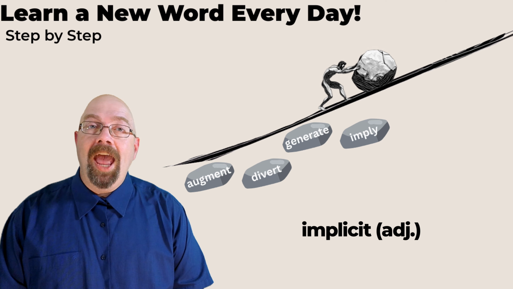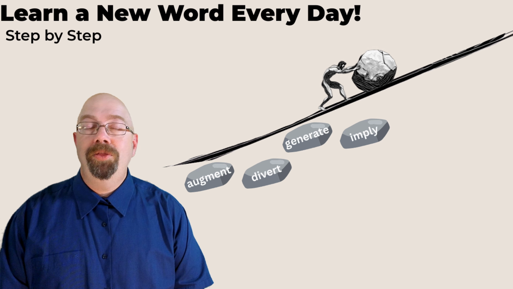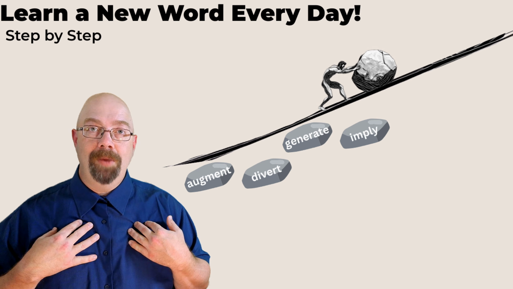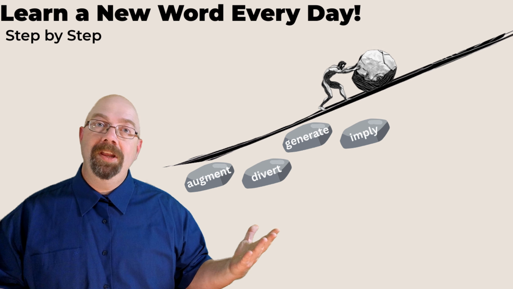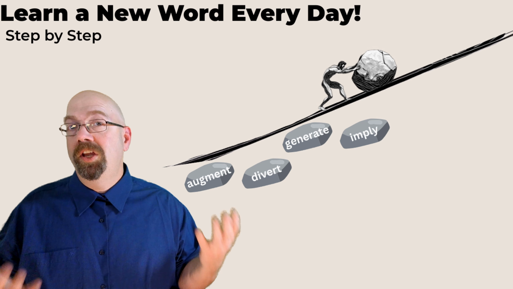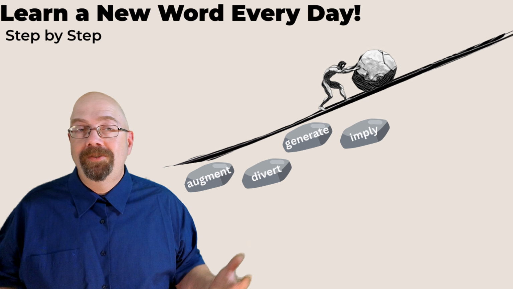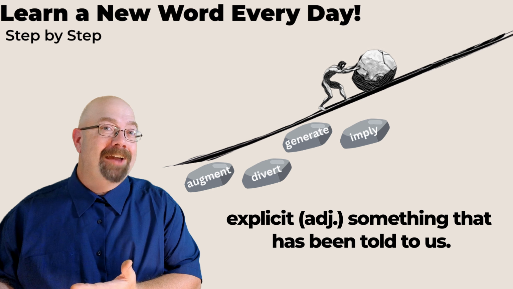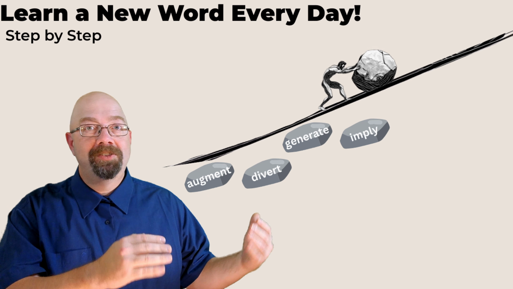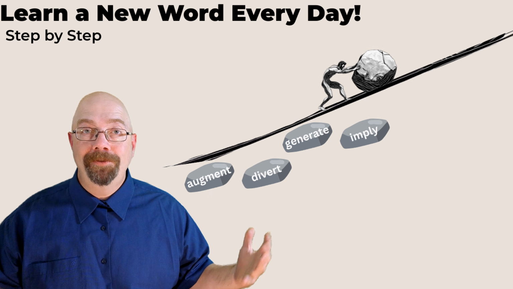Implicit is an adjective. Implicit means the thing that we know to be true. If this shirt is made of silk, it is implicit that it is soft and feels good. Implicit means we know it without it being told to us. The opposite of implicit is explicit. You will hear imply, implication, implicit, all of these words very often.